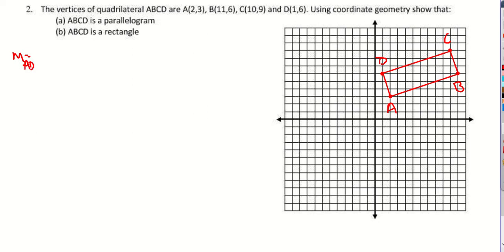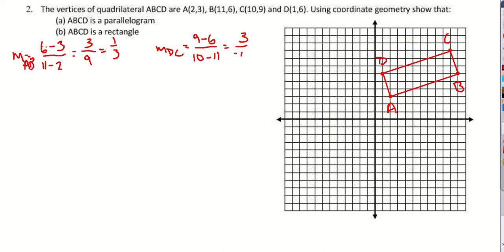So starting with AB. Starting with B, the y coordinate is 6 minus 3 for A, and then 11 minus 2 for the x's. 6 minus 3 is 3, 11 minus 2 is 9, and so I get 1/3. So I already know that slope of DC should be the opposite reciprocal. So for DC, starting with C, it's 9 for the y minus 6 for the x, and then 10 minus 11. So 9 minus 6 is 3, 10 minus 11 is -1, and you can see we get opposite reciprocals.